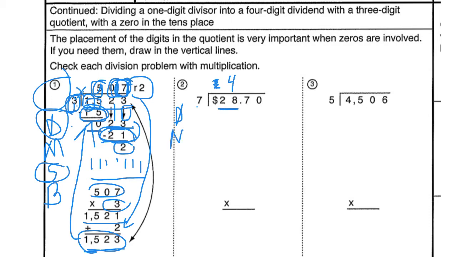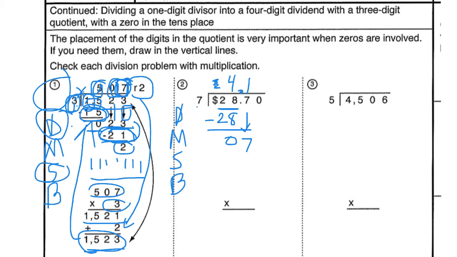Now I multiply. 4 times 7 is 28. Then I subtract. 28 minus 28 is 0. And then I'm going to bring down the 7 right there. And I say, how many 7's are there in 7? The answer is 1. Now don't forget to put the decimal point right there. My decimal point's kind of ugly. You should have a nicer looking one.